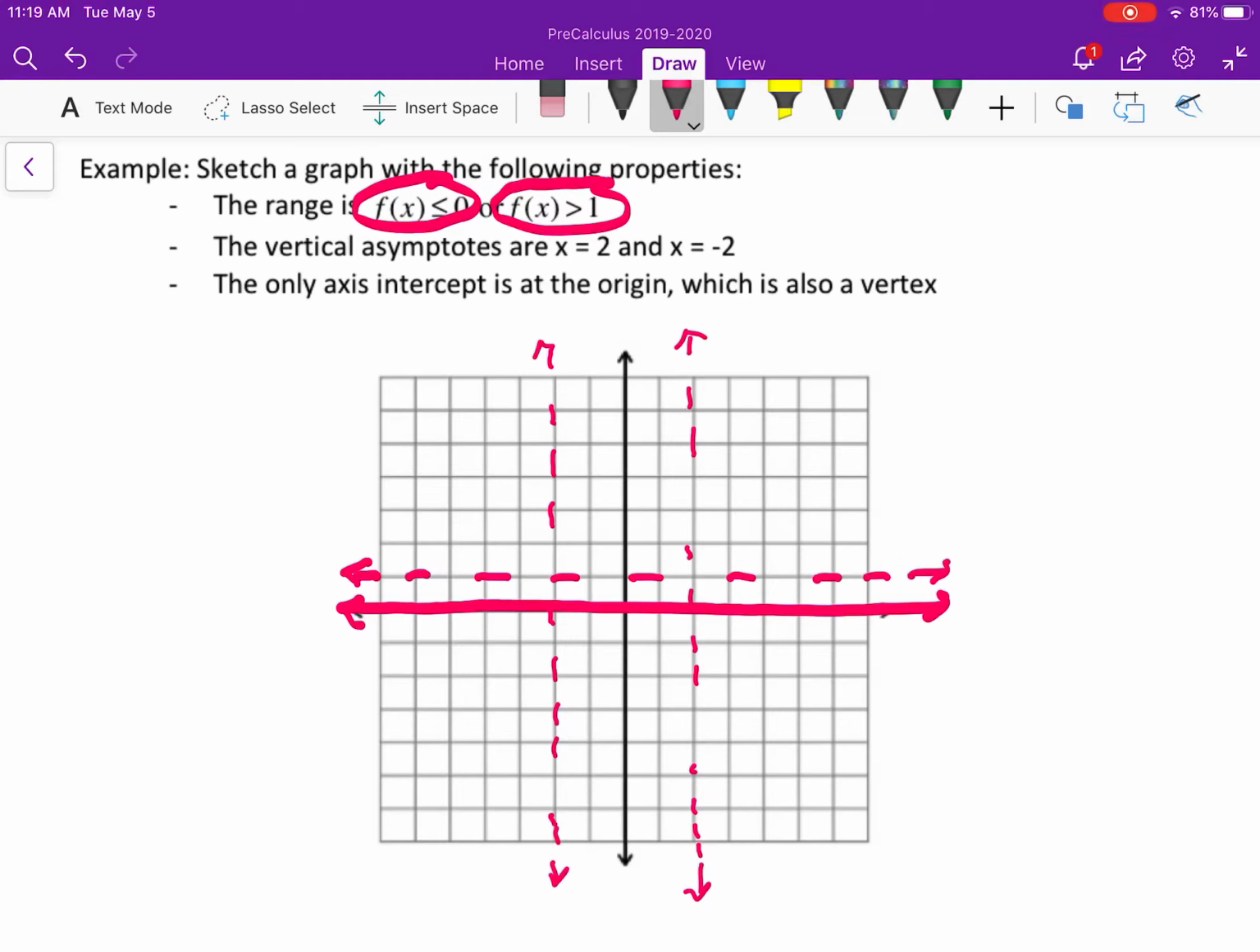Okay, and then the only axis intercept is the origin, which is also a vertex. So that means that we need to follow these asymptotes. And we have that. And then we know that we have something up here because of our range. So that is a possible graph. Pretty straightforward. Just take each step, one step at a time, and see what you can figure out.